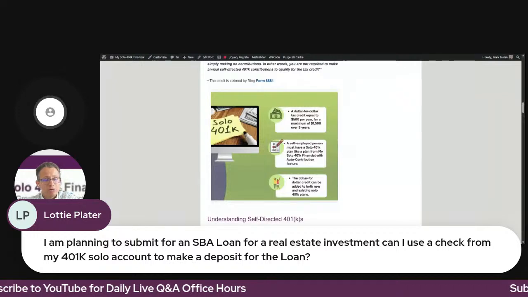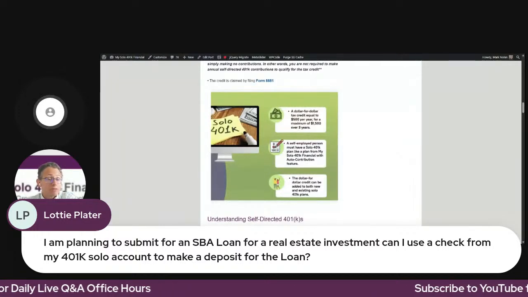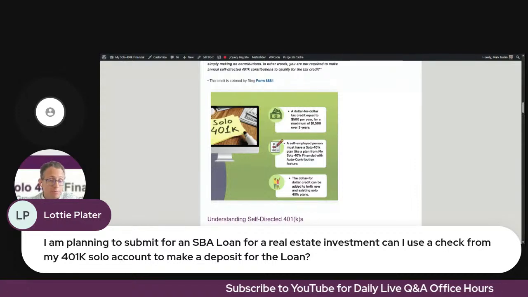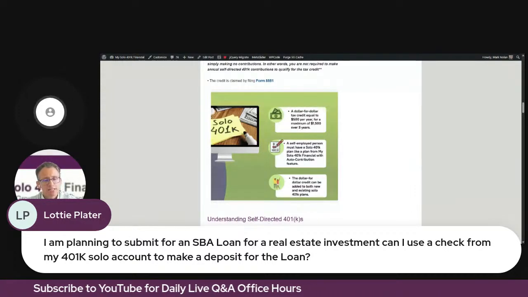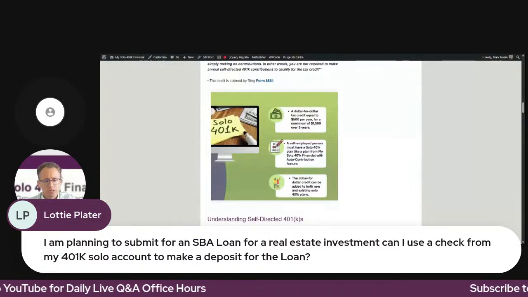One great thing about this auto contribution credit is that you're not required to contribute to the solo 401k plan in order to qualify for it. What is more, when the plan is open for new plans, we automatically include this auto contribution credit.